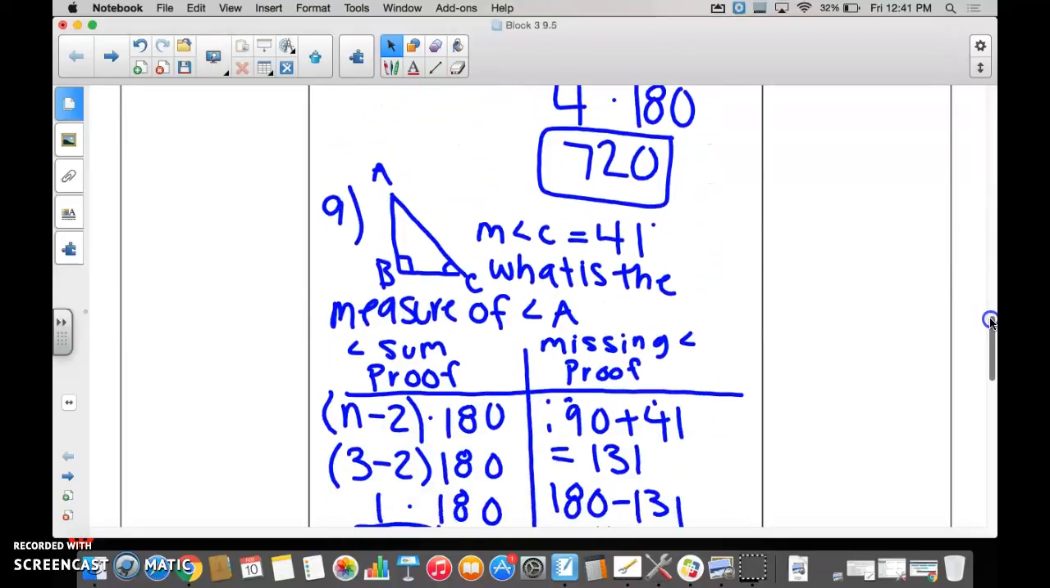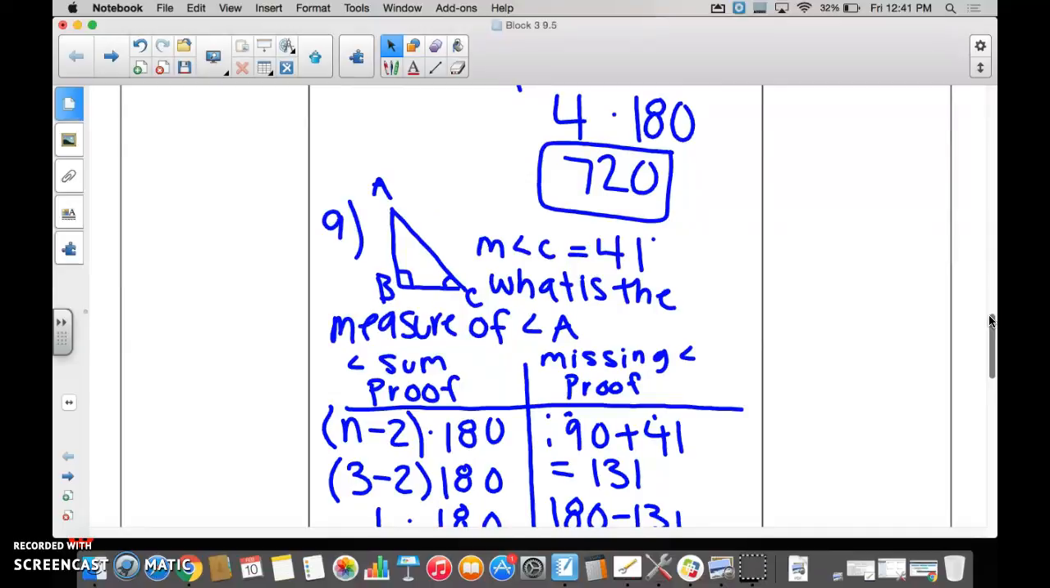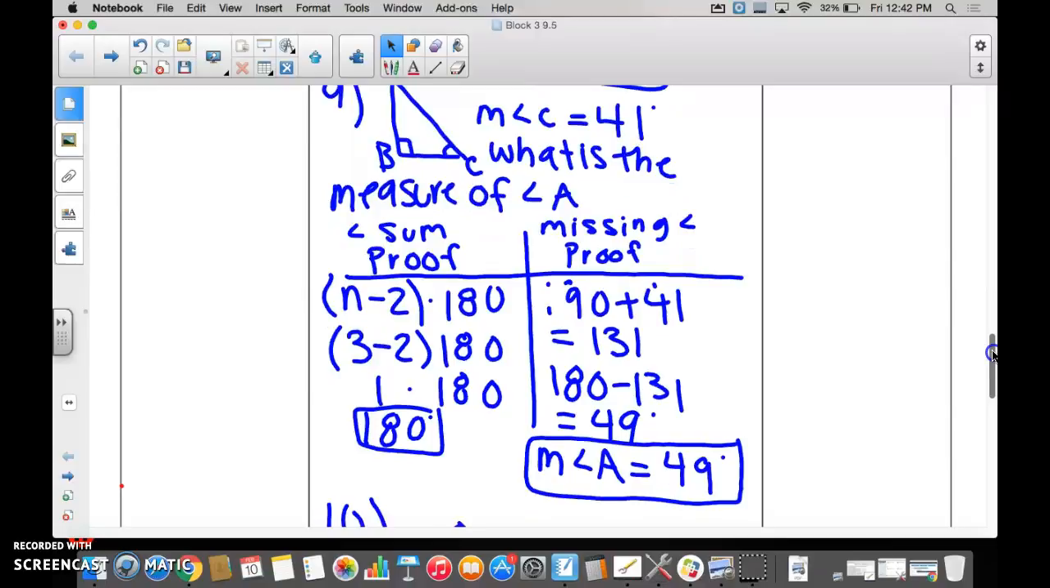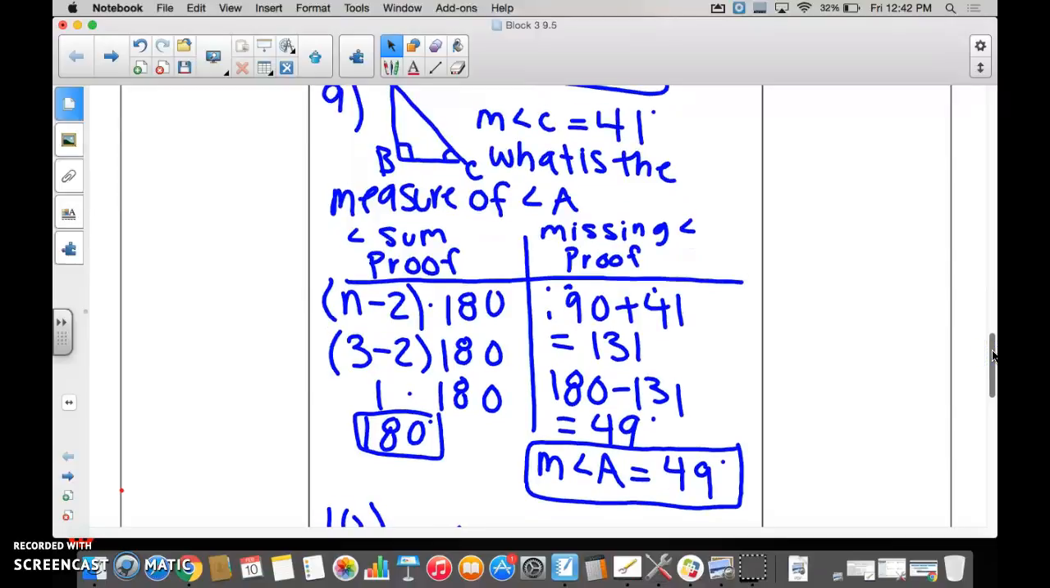All right, and then we did another one. We found a missing angle with a right triangle. So what did we do in the sum proof? When you're doing your homework, what did you have to put in the sum proof column? The formula, right? So what is the formula again? N minus 2 times 180. Yep, and n minus 2 has to be in parentheses. And what did we do in our missing angle proof?